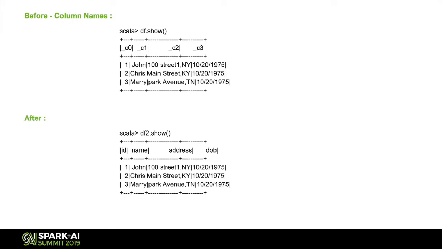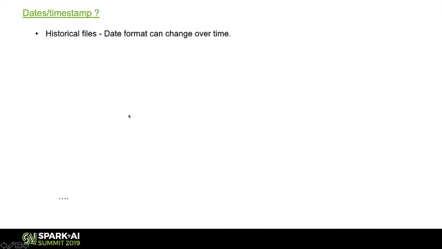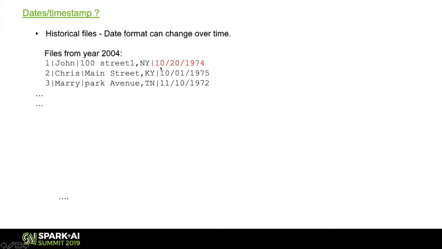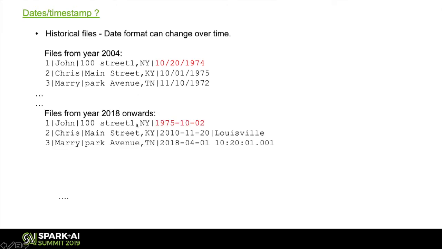Next one. In historical files, the date format can change over time. Here you see the date format they're using is MMDDYY, and this is the file from 2004. And here you have name, address, things like that. But in 2018, they said, okay, we are going to use a different format. And it's possible, right? They are using YYYY-MM-DD. And also they added a few columns. You see that one record has no timestamp, but the third record has a timestamp, and they added a few columns. So the file is totally changed, right?